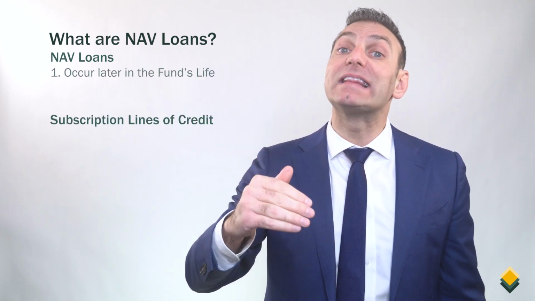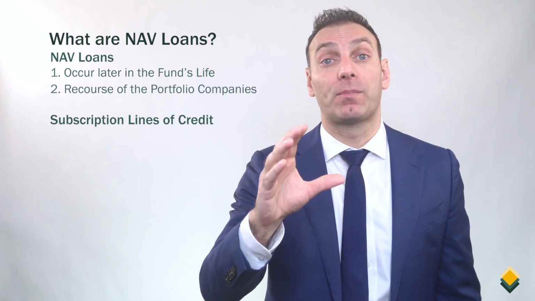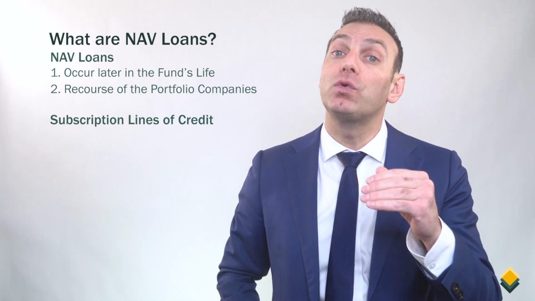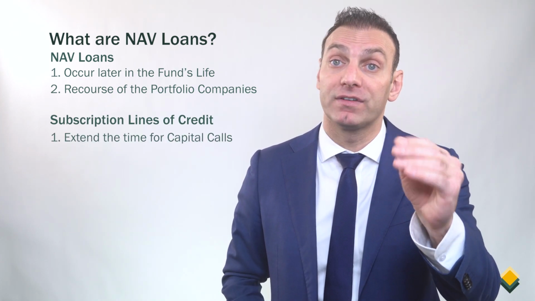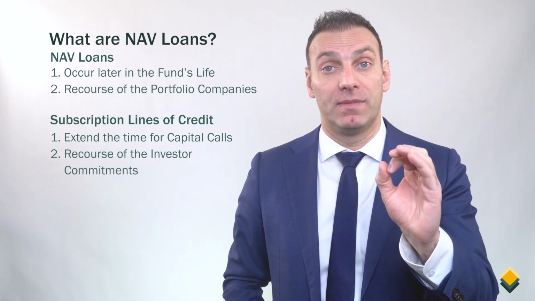NAV loans occur later in the fund's life and have the recourse of the portfolio companies, whereas subscription lines of credit are used to extend the time for capital calls and have the recourse of the investor commitments.